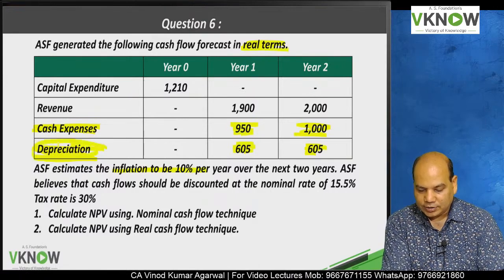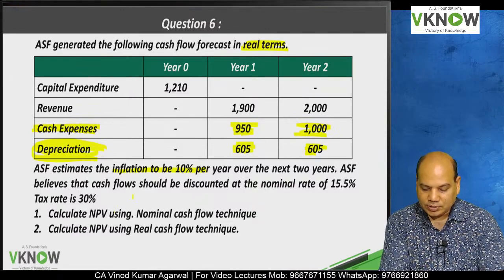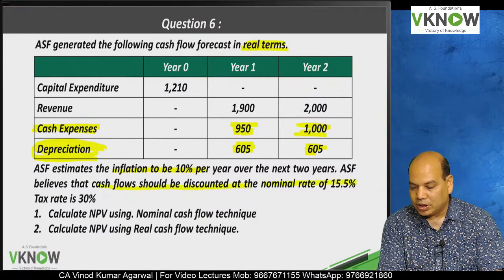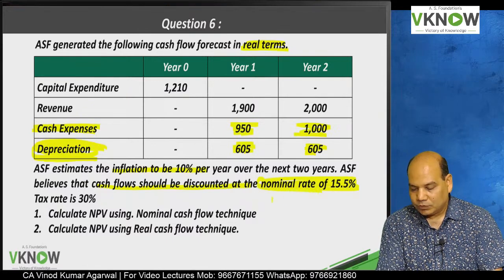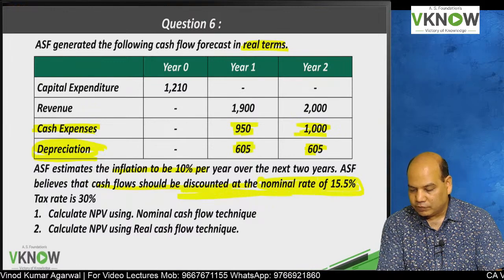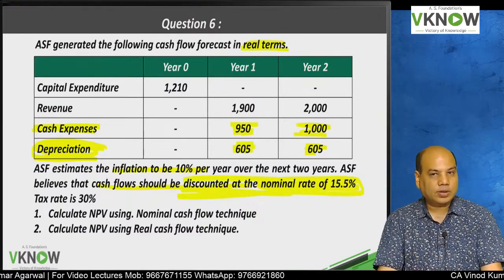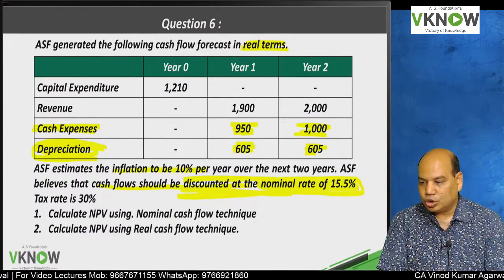We have to inflate revenue and expense. ASF believes that cash flow should be discounted at nominal rate of 15.5%. If the problem says cash flow should be discounted at nominal rate of 15.5%, which means this time I have to compulsorily convert these cash flows into nominal cash flow.